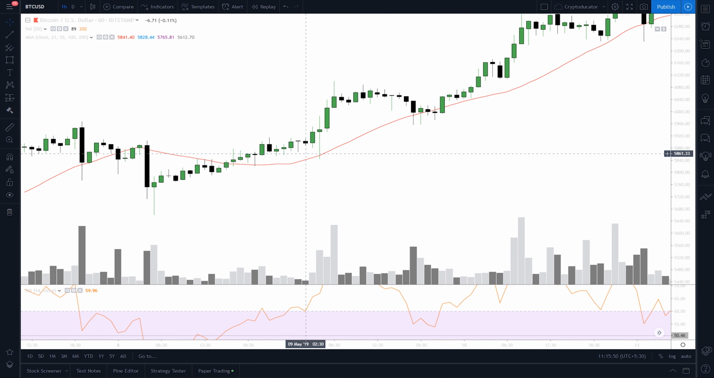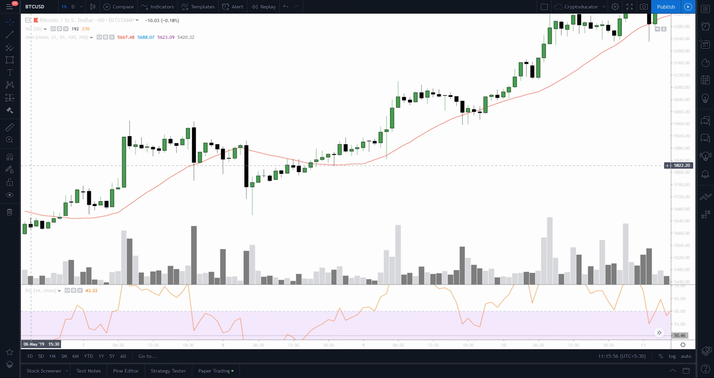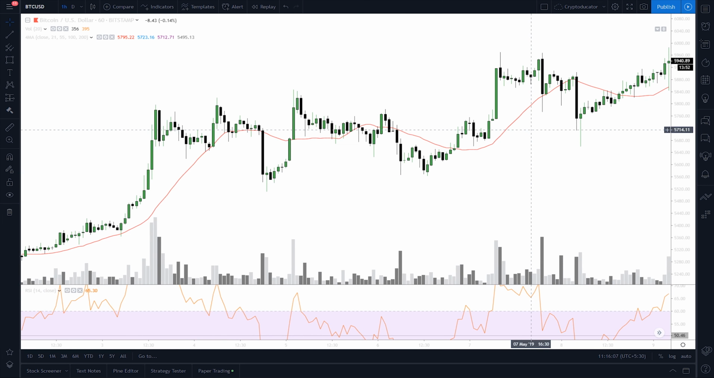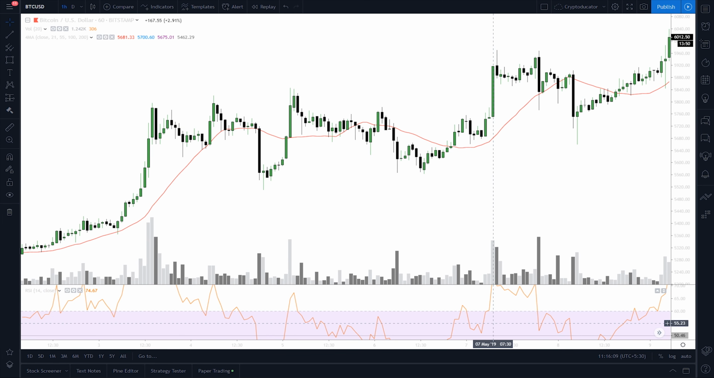The price rose all the way from 5,800 to 6,100. That's again a good trade from an intraday perspective. This is like heaven for intraday trading, getting 3.88%, pretty nice. Going back here, yet again we have this particular RSI crossing the 60, and we have a huge candle formation to the upside.